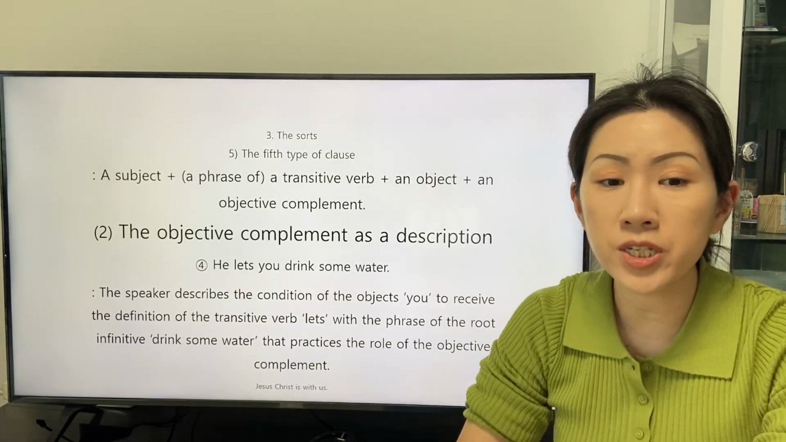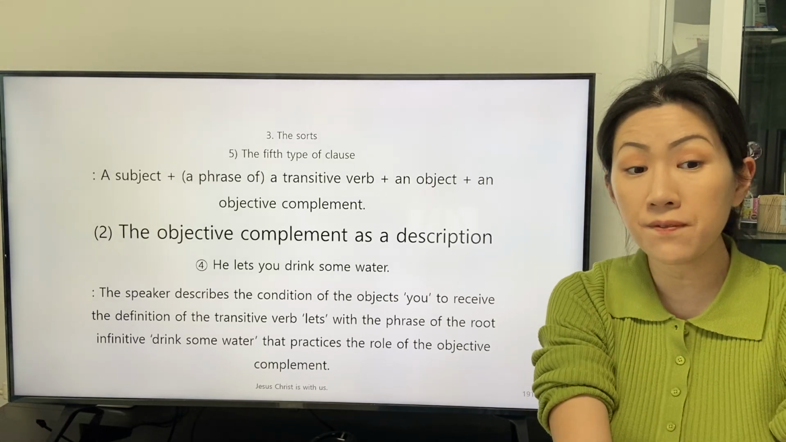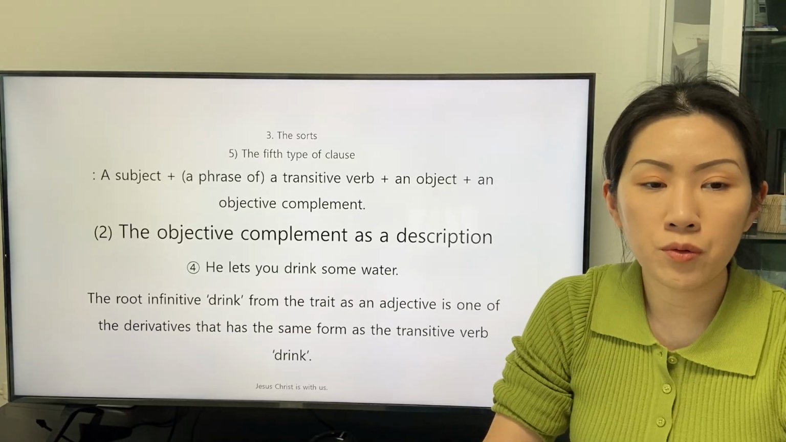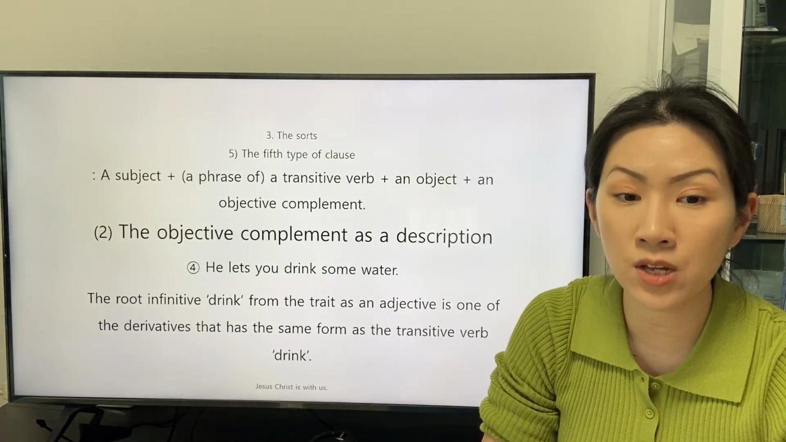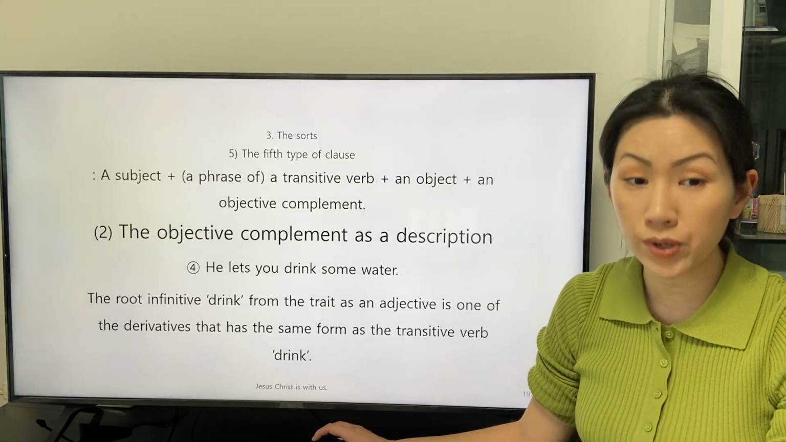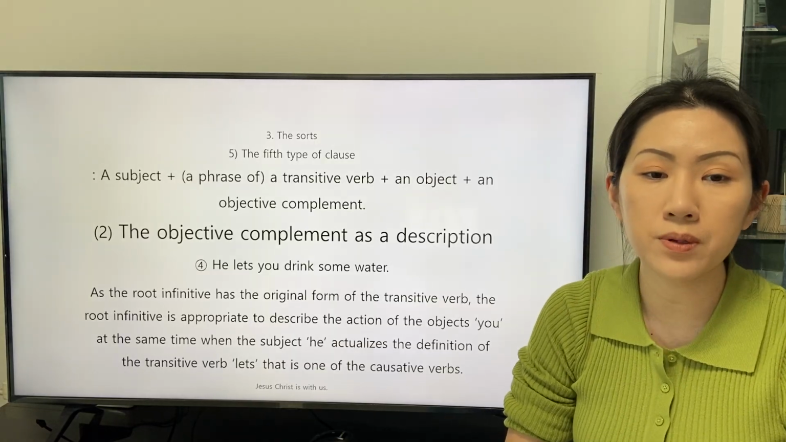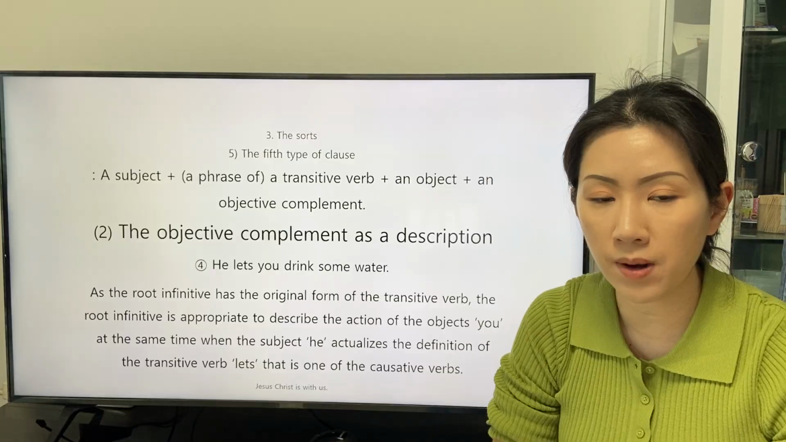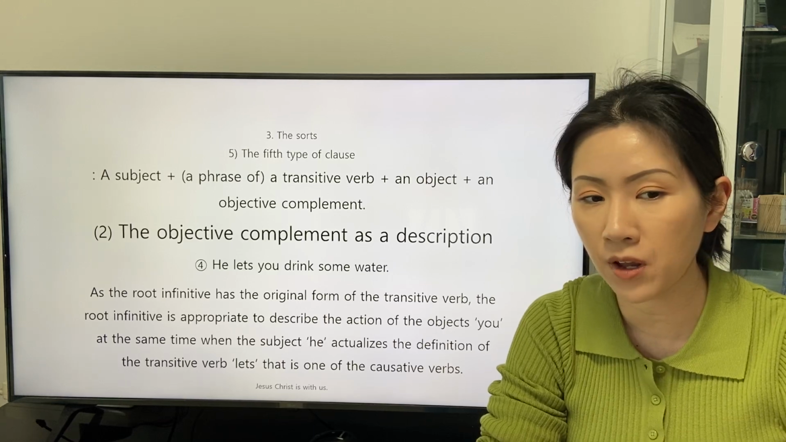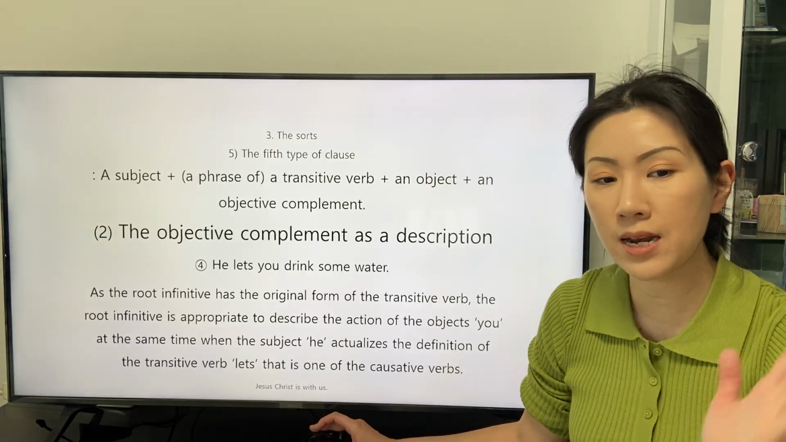The speaker describes the condition of the object you to receive the definition of the transitive verb let with the phrase of the root infinitive drink some water that practices the role of the objective complement. The root infinitive drink from the trait as an adjective is one of the derivatives that has the same form as the transitive verb drink. As the root infinitive has the original form of the transitive verb, the root infinitive is appropriate to describe the action of the object you at the same time when the subject he actualizes the definition of the causative verb let, that is one of the causative verbs.